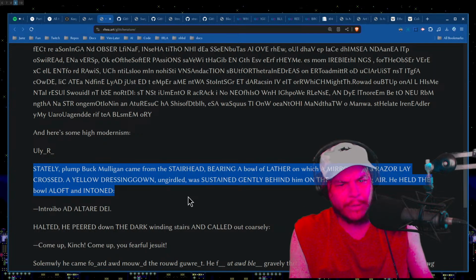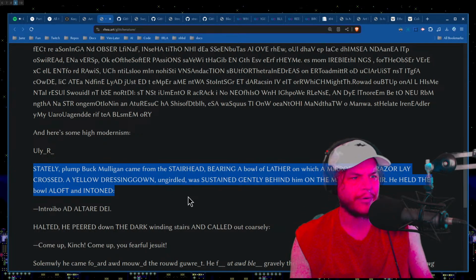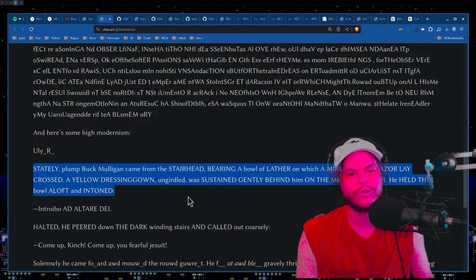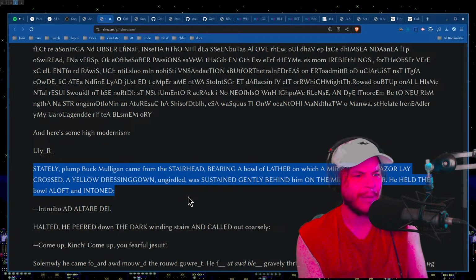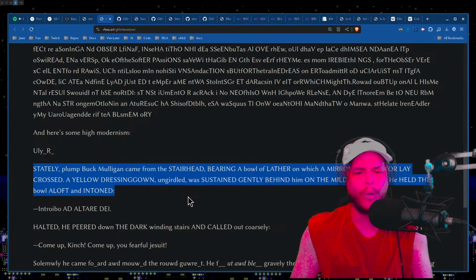Stately plump Buck Mulligan came from the stairhead bearing a bowl of lather on which a mirror and a razor lay crossed. A yellow dressing gown, ungirdled, was sustained gently behind him on a mild morning air. He held the bowl aloft and intoned.